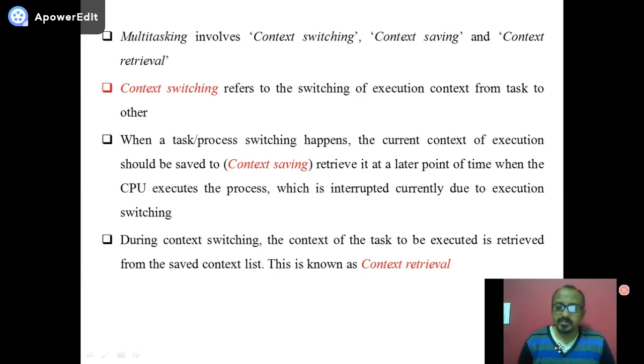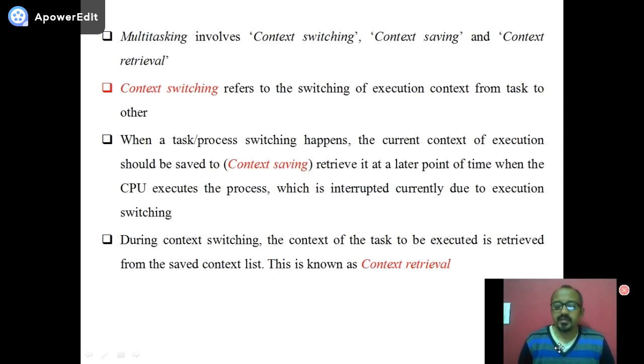Then context saving. What do we mean by it? Task 2 is the second priority, task 1 is the higher priority. When the higher priority task 1 comes into a ready state, task 2 has to give the CPU time to task 1. At that time, task 2 has already executed half of its task, and maybe some intermediate results are generated, so we have to save them. This is called context saving.